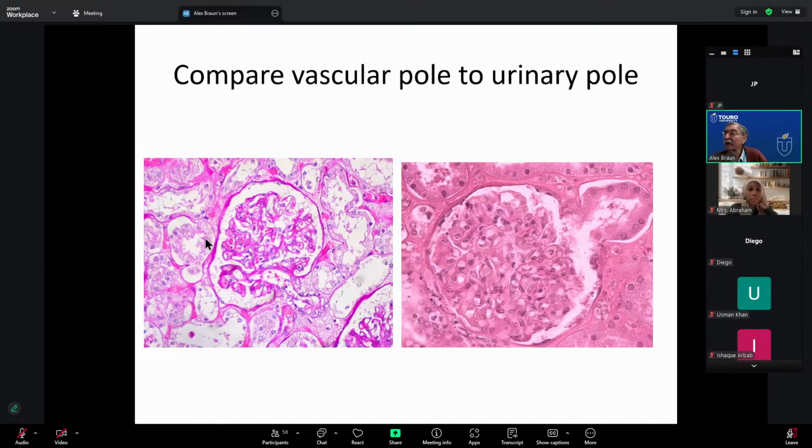Around the glomerulus, by the way, are a bunch of kidney tubules. A nephron consists of the glomerulus and a tubule. Each kidney has about 1 million nephrons, which is the functional unit of a kidney, which means 1 million glomeruli and 1 million tubules associated with them.